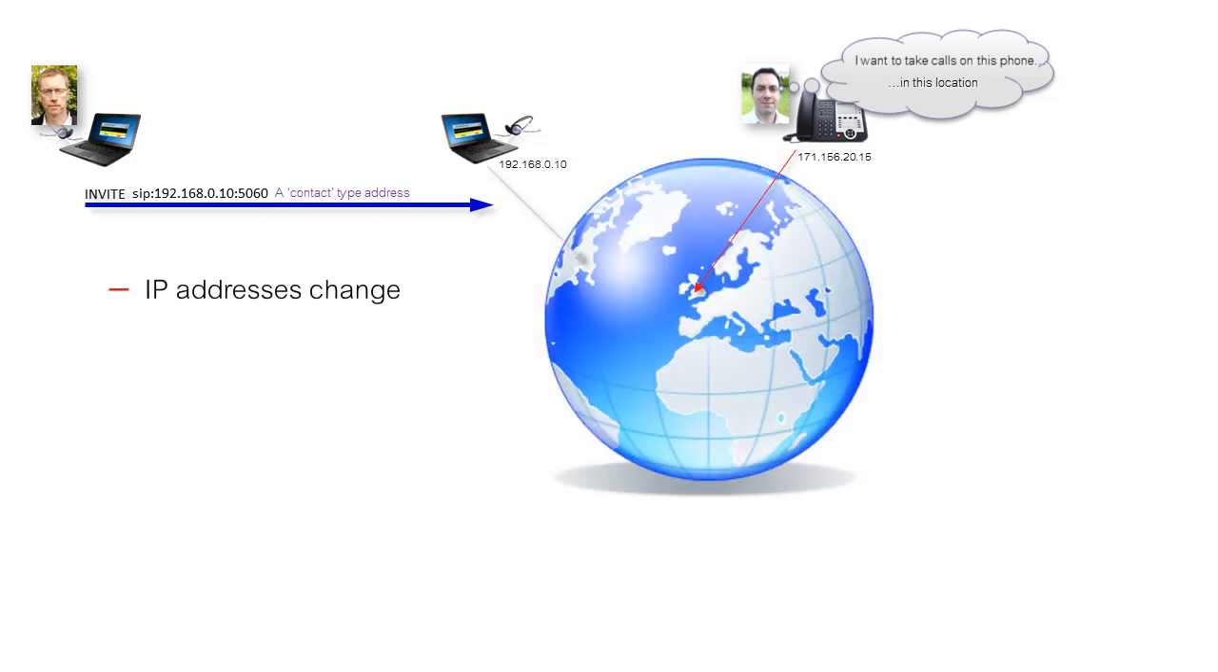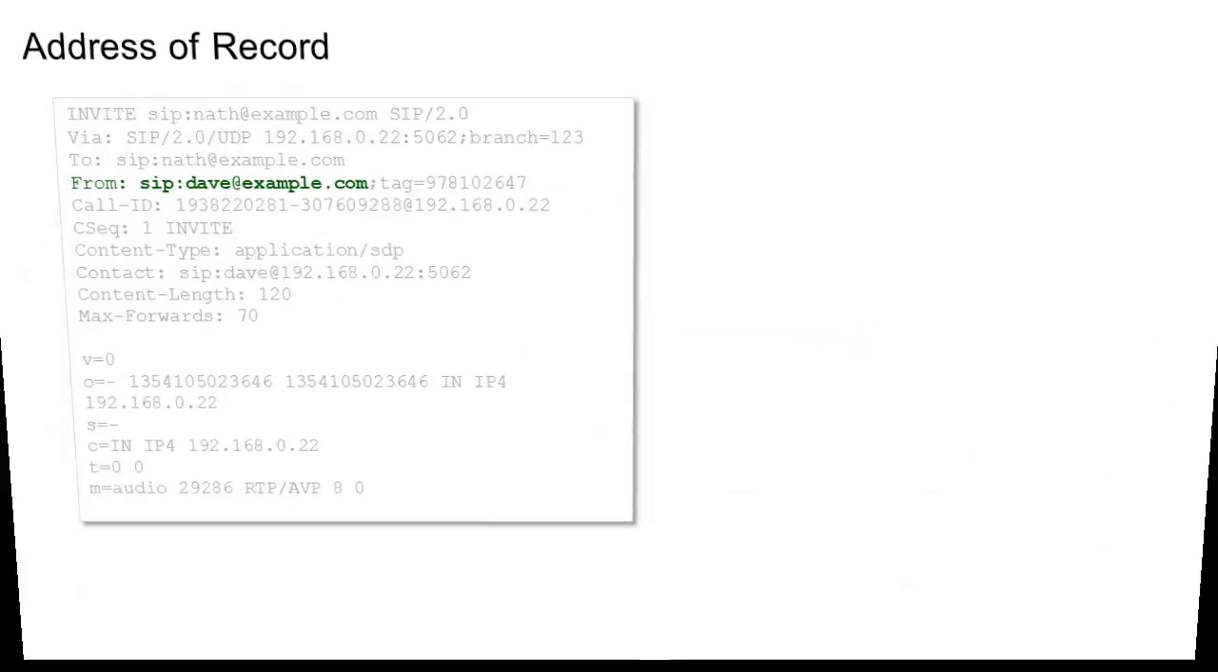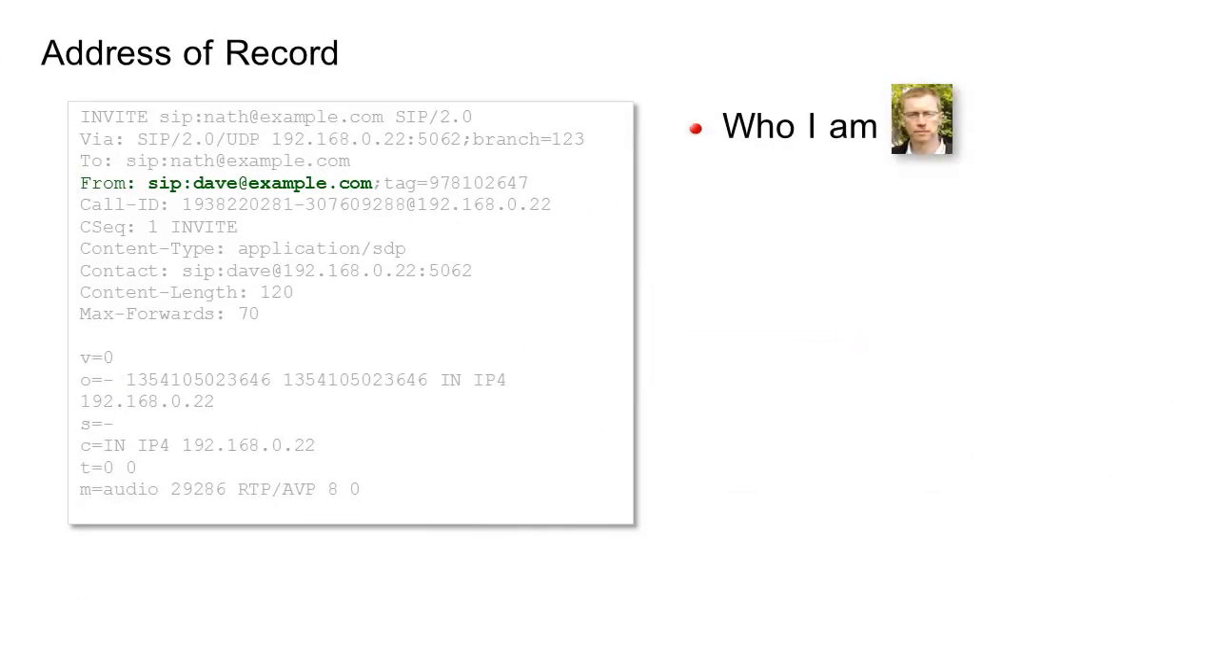Because IP addresses change, and to meet the need for mobility between locations and devices, contact addresses are not typically used to initiate calls. Instead, we dial a public address of record. Now, the address of record is a who I am address rather than a where I am address. It's made of a username and a domain name, sipdave@example.com, SIP extension number at example.com.